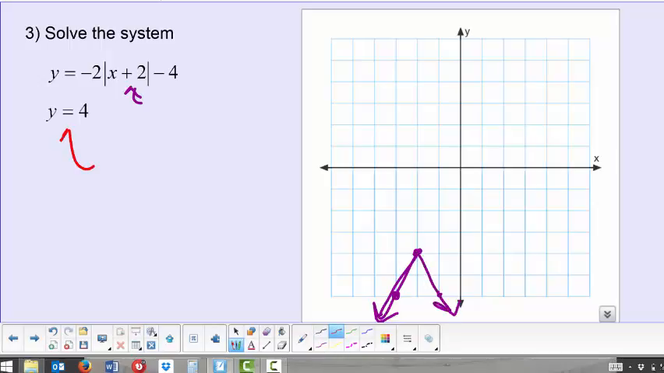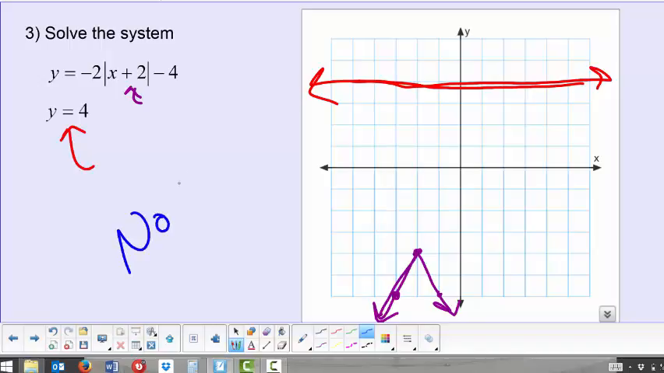Then y equals 4 would be a horizontal line at 4. And remember, the solution to a system is where the two functions intersect. And what we notice by this graph is that they don't intersect. They are never going to intersect. This one's going to keep going down. This one is there. So the answer would be no solution. So you can get no solution for these.